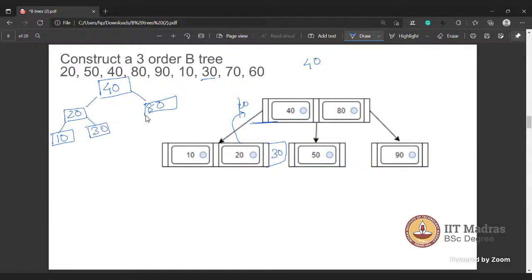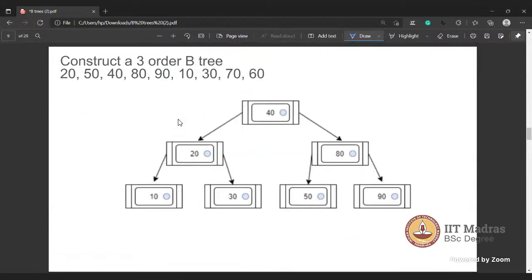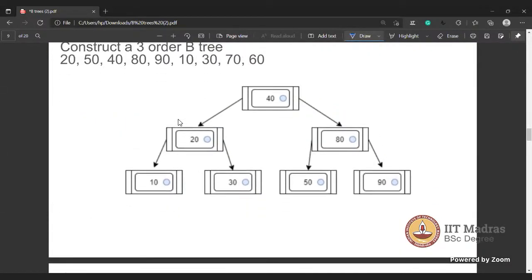50 is less than 80, so 50. And then 90 is greater than 40, greater than 80, so it will be like this. Okay, so finally we'll get it like this: 40, 10, 20, 30, 50 and 90.